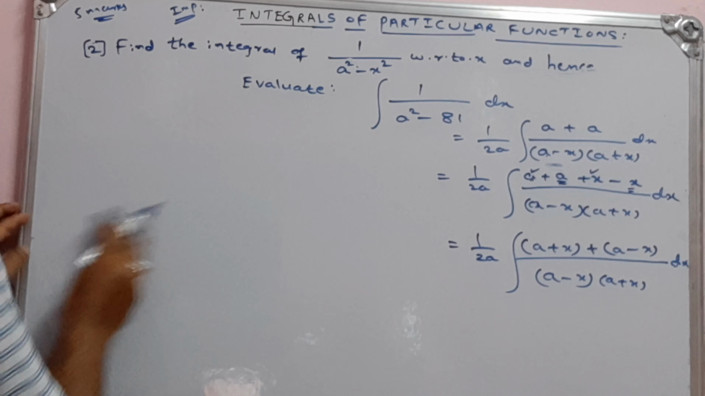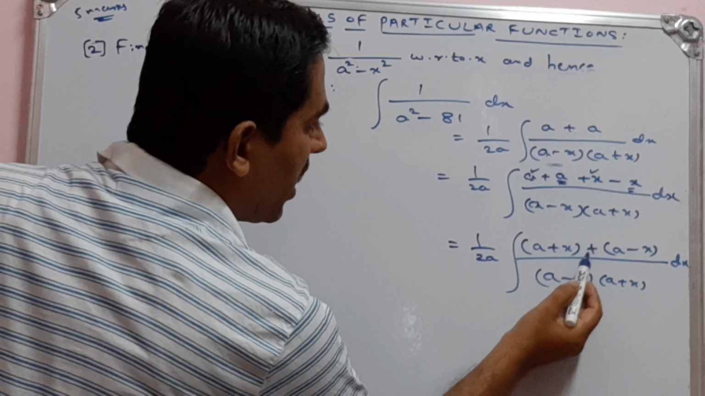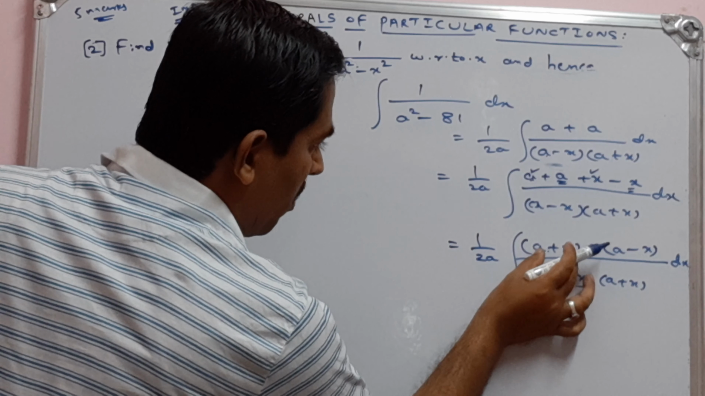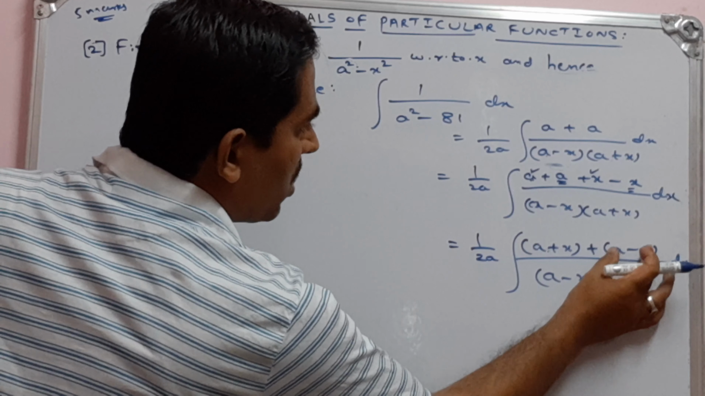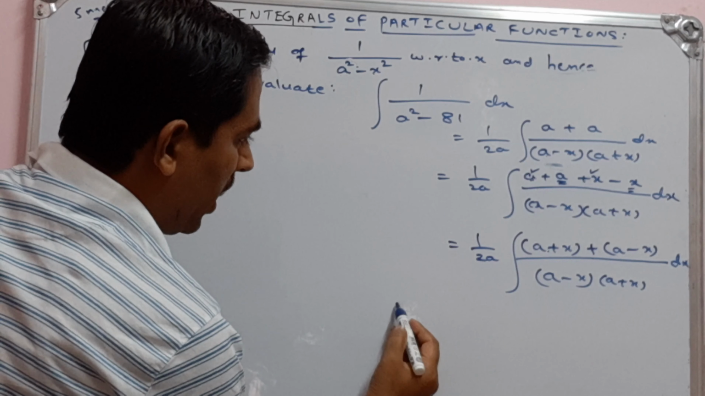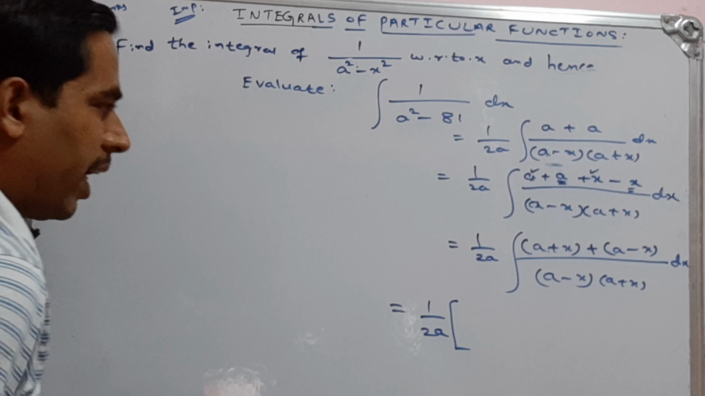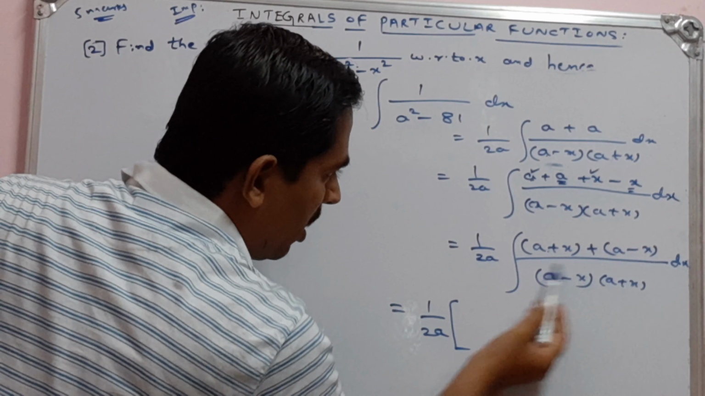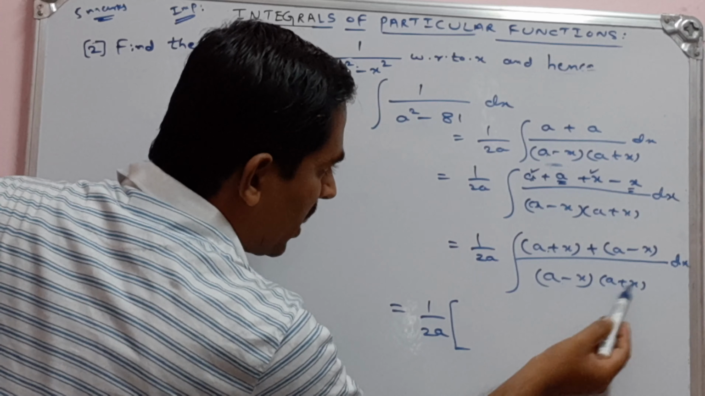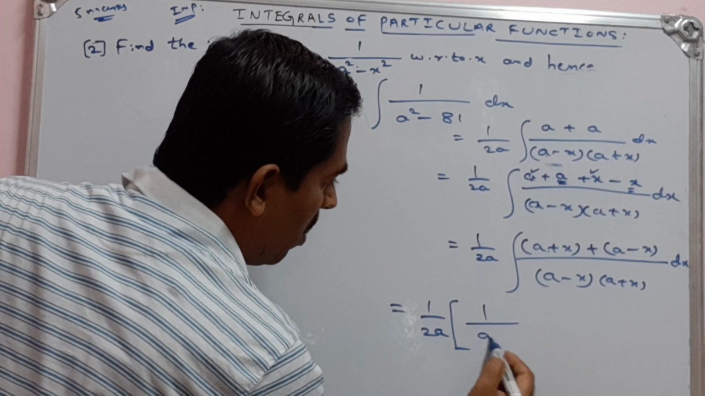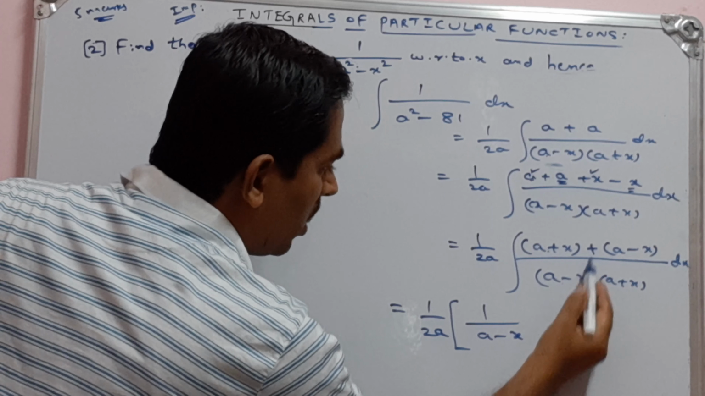Okay. So now the denominator is a monomial, and the numerator contains a plus. So a plus x divided by the denominator plus a minus x divided by the denominator. So I can write it directly. See, 1 by 2a, we write it as it is. Let me put the square bracket. See, a plus x divided by a minus x into a plus x. Then a plus x cancels. I will get 1 by a minus x.